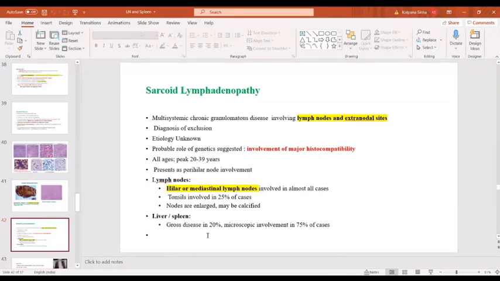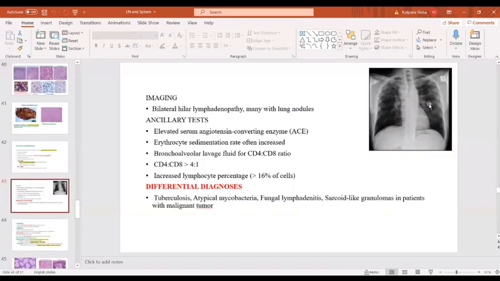The spleen can be involved in 20% of cases grossly, but when you do microscopic examination, you can see that 75% of spleens are involved in sarcoidosis. So they will present with hilar lymphadenopathy. These hilar lymph nodes are enlarged in this imaging.